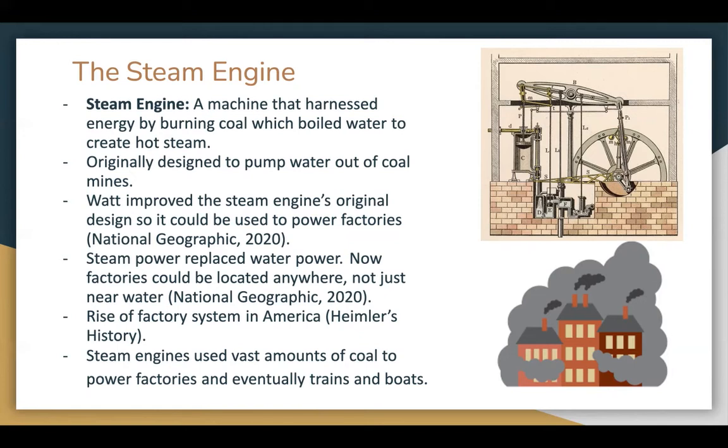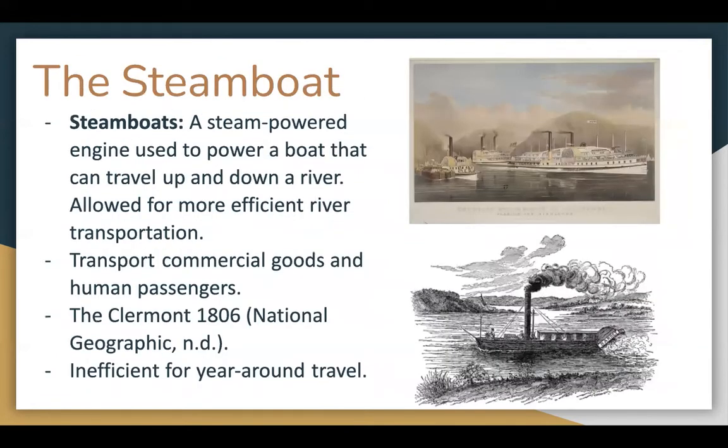The invention of the steam engine was used in the United States and resulted in the rise of the factory system in America during the Industrial Revolution. Steam engines used vast amounts of coal to power factories and eventually boats and trains. The steam engine was not only used to power factories, it was modified so it could be used for transportation.